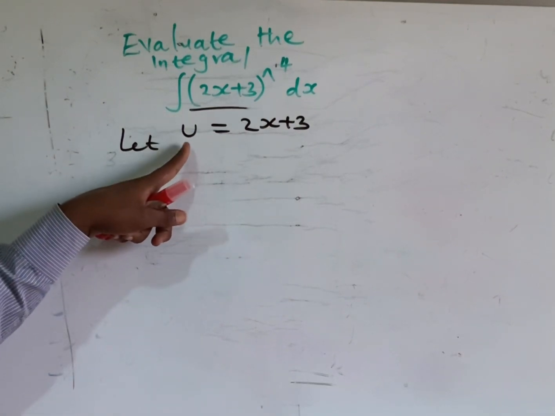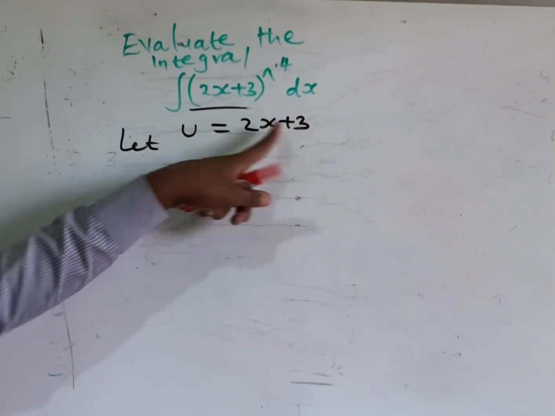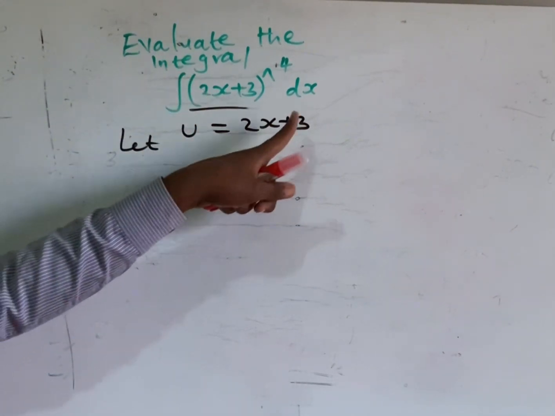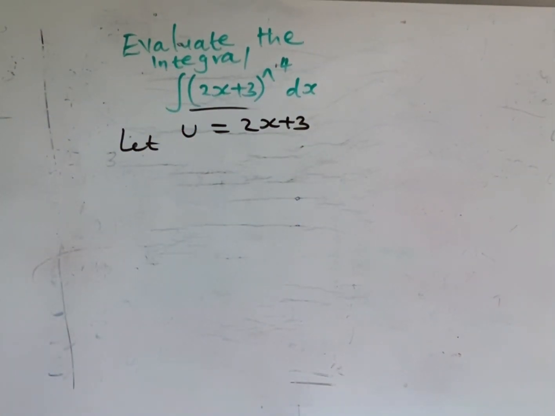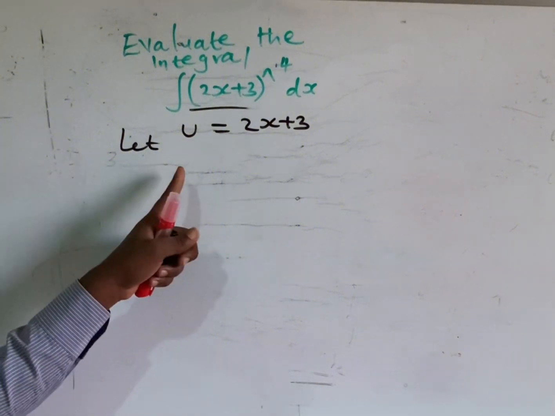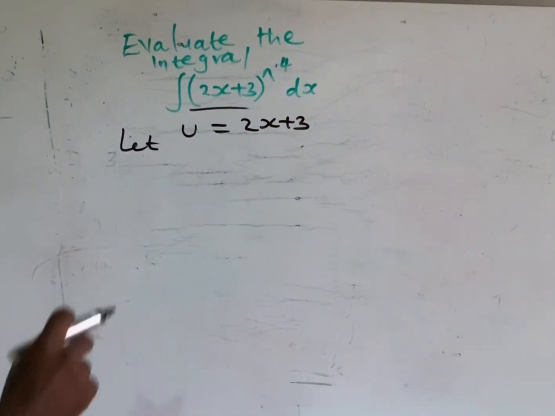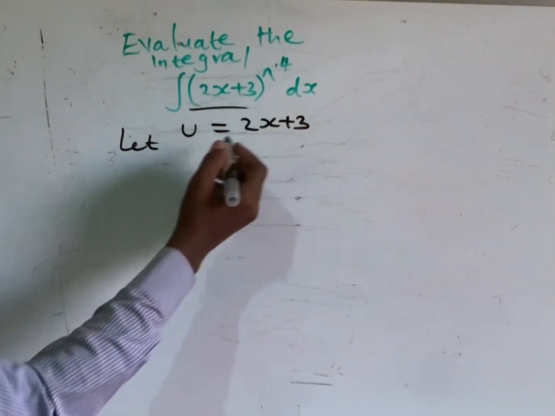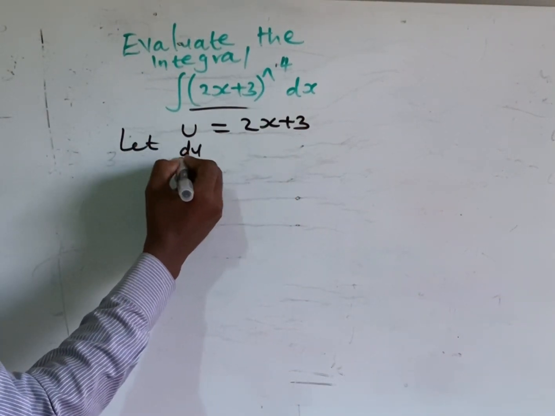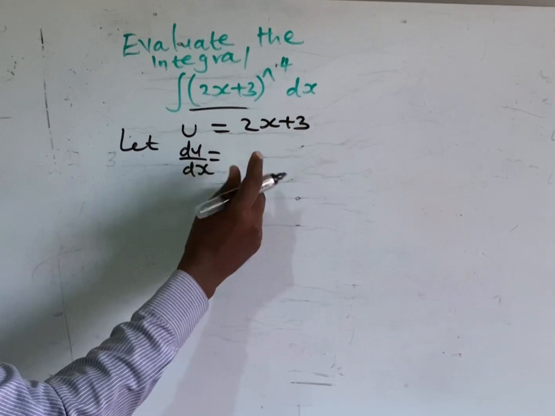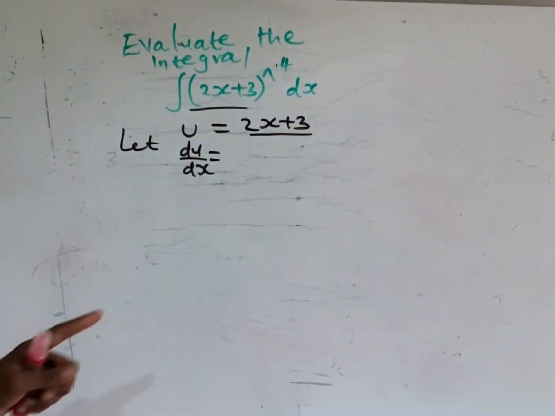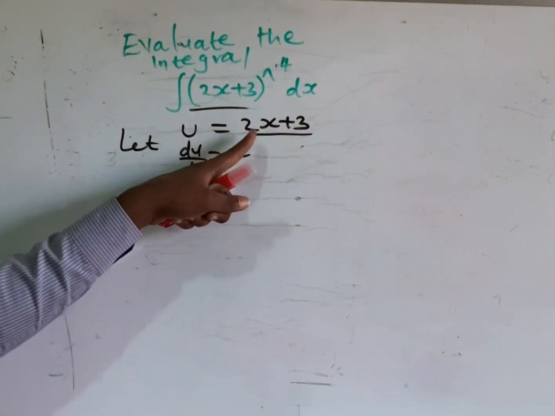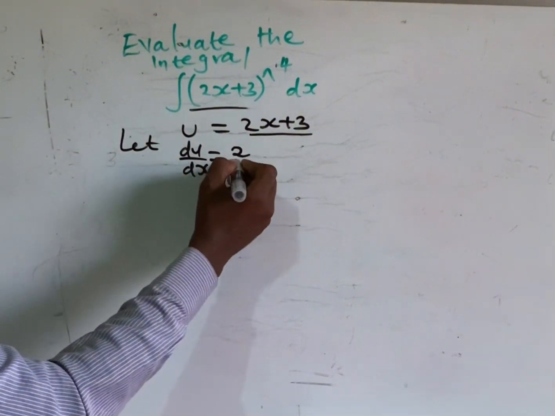Our 2x + 3 is now u. Now we use u to integrate instead of 2x + 3. So the first step is, after letting u be 2x + 3, we differentiate u in terms of x. So we find du over dx, which means we differentiate this expression. Differentiating this expression will give us 2. So 2x + 3, if you differentiate, the answer will be 2.